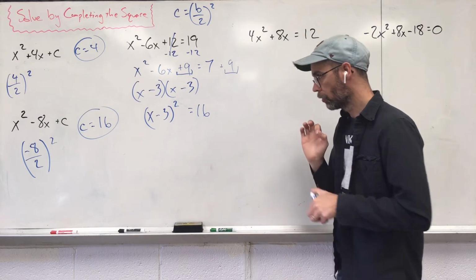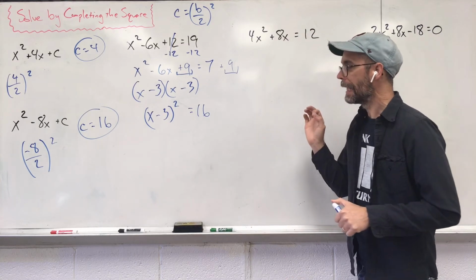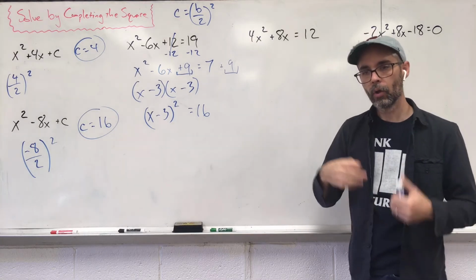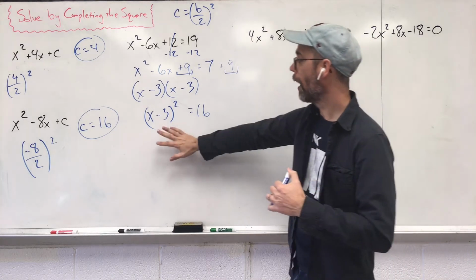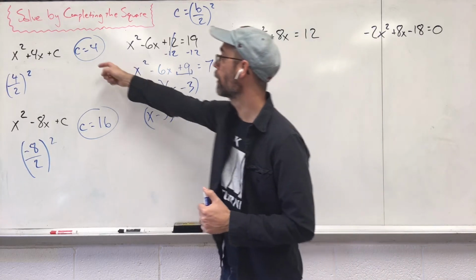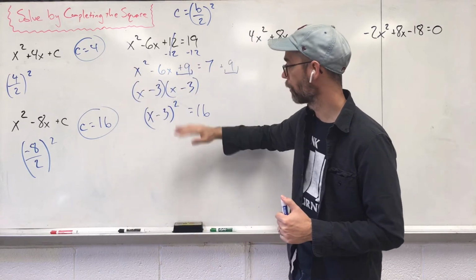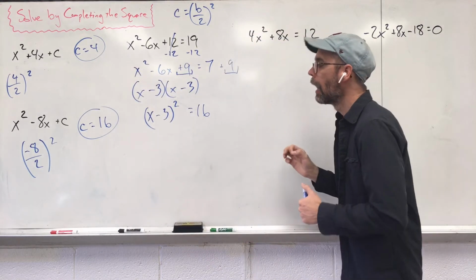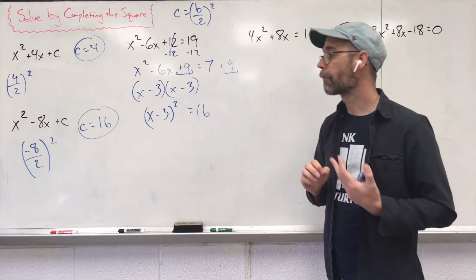Okay, so we did what we had to do. Good. This is the whole idea of completing the square. We want to figure out what C is so that we can factor and bring it down to here. But we're not done. Now I want to solve for x.